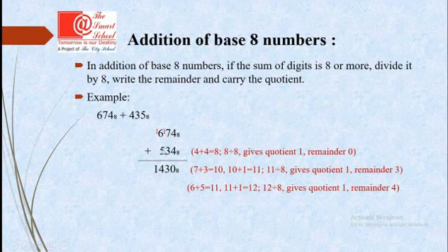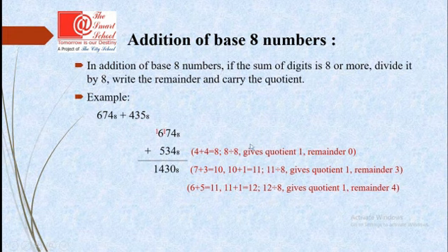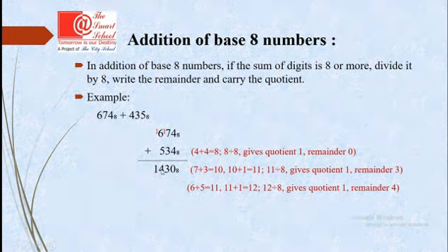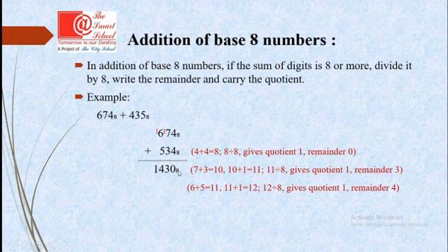Now 6 plus 5 plus 1 is 12. Again 12 is bigger than 8, so divided by 8 it gives quotient 1 and remainder 4. So the remainder 4 we will write here and the quotient will go up. And again there are no more digits, so 1 will come down. So it is 1430 base 8 is the sum.